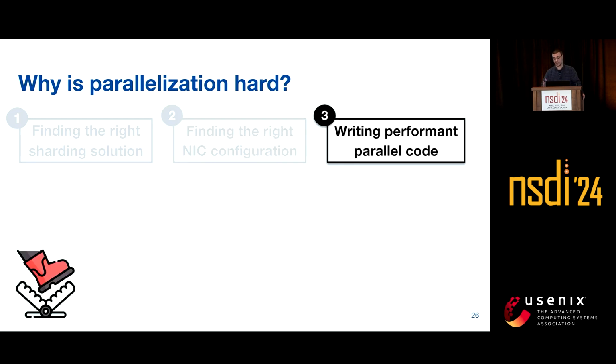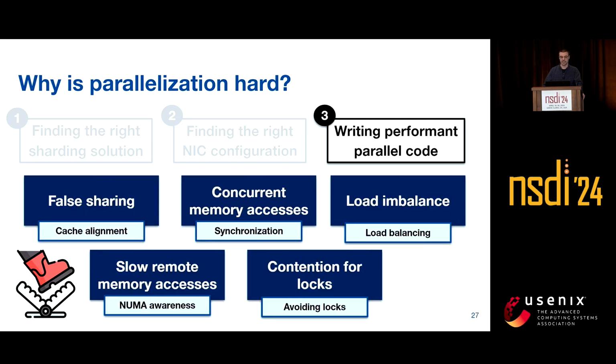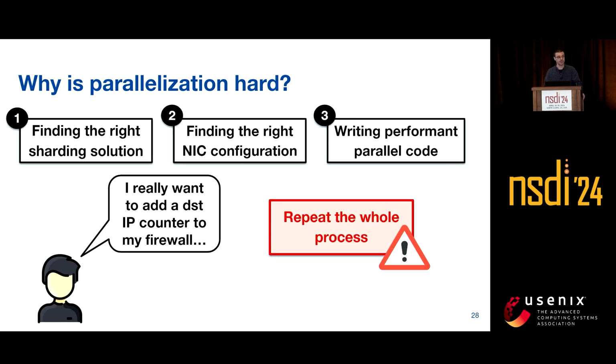And finally, which is kind of obvious, parallelization is hard just because in the end we need to write performant parallel code, which is filled with pitfalls and traps. Just to name a few, for example, false sharing, which can be solved with cache alignment, concurrent memory accesses, which can be solved by synchronization, load imbalance, which can be solved by load balancing. And worse than all of this is that if you want to modify your network function or add a new feature, you need to go back and readdress all these challenges again.